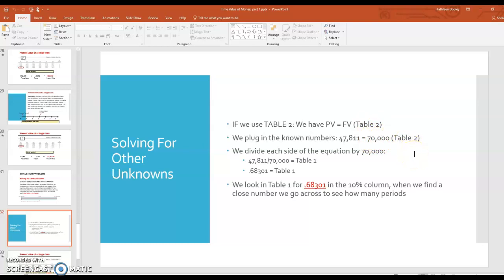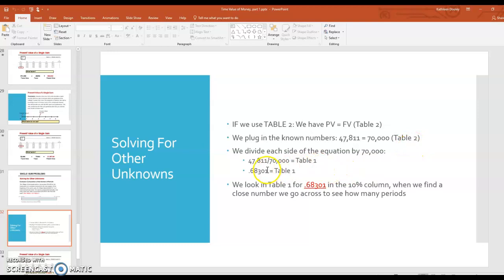Now I have an equation with 47,811 on the left side and 70,000 on the right side. It's the Table 2 factor that I don't know, that's my X for the equation. I want to get Table 2 by itself, so I'm going to divide by 70,000. That will wipe out the 70,000 on that side, making it equal to 1. I have to divide the other side of the equation also by 70,000, so I'm going to divide each side by the 70,000, so that Table 2 will be by itself.